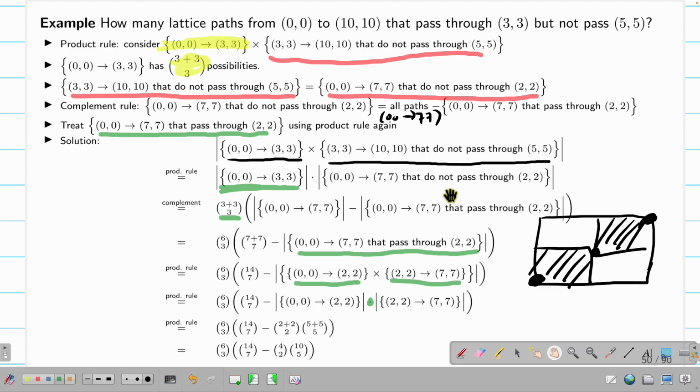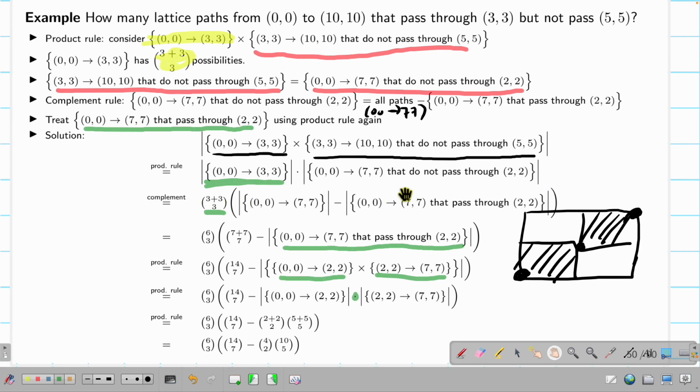Then what about the second bracket? The second bracket is where we are doing a complement: (0,0) to (7,7) that do not pass through (2,2). Then what is it? It is the same as (0,0) to (7,7) minus (0,0) to (7,7) that pass through (2,2). Okay? So we have to compute this, and then we take the subtraction. So again, what is this guy? (0,0) to (7,7), we know the formula, so we can have this.